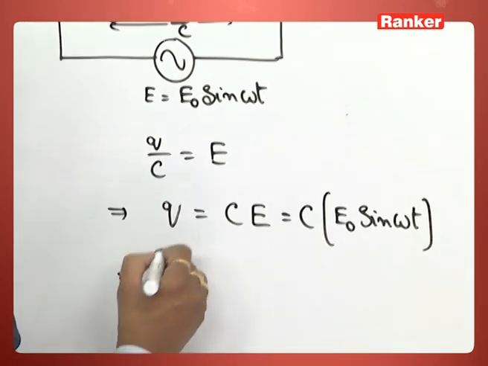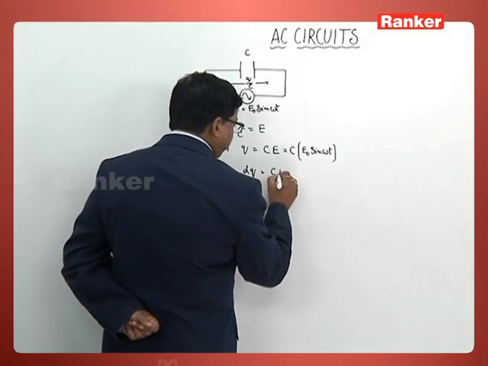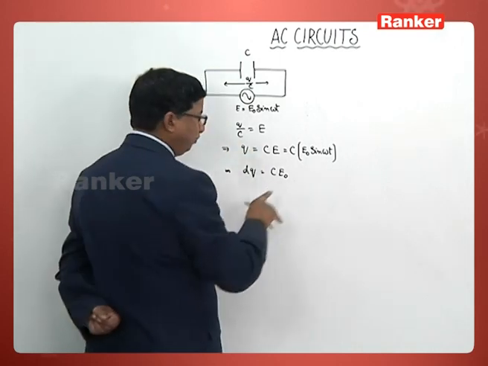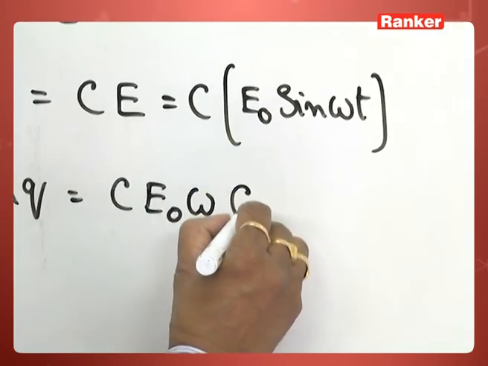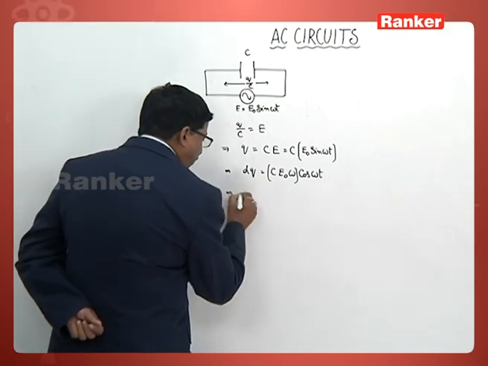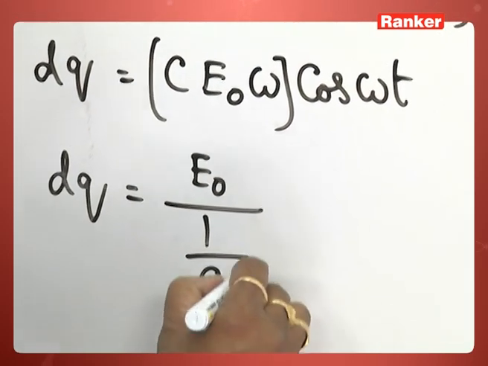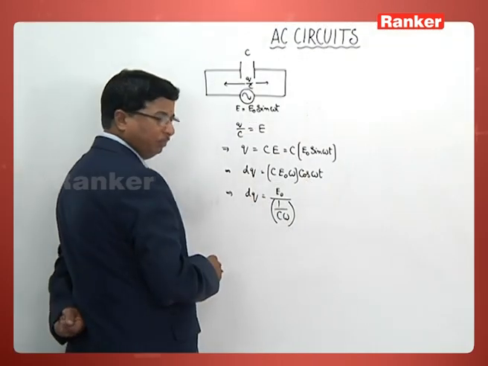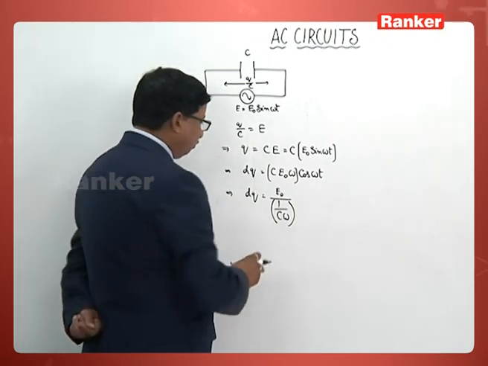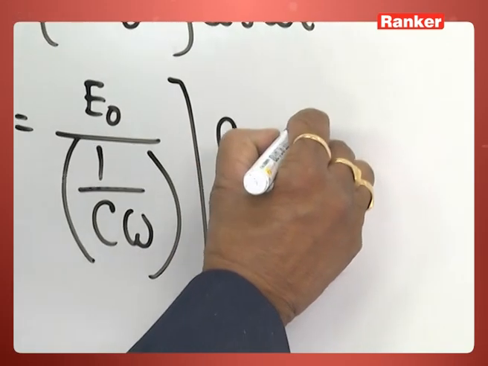We now can differentiate this one. dQ is equal to C E naught. Now we have to differentiate that with respect to time. This now becomes omega cos omega t. Therefrom I can write the same this way, dq is equal to e naught by 1 by c omega. I write it this way. If c omega comes to the numerator, automatically that becomes e naught c omega only. So it is e naught by 1 by c omega into cos omega t, that is the formula.